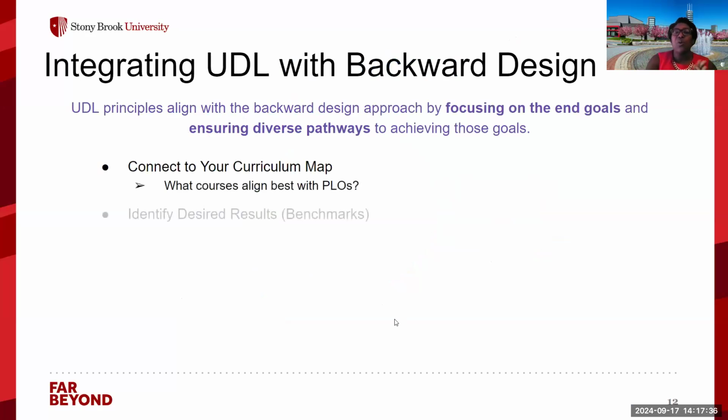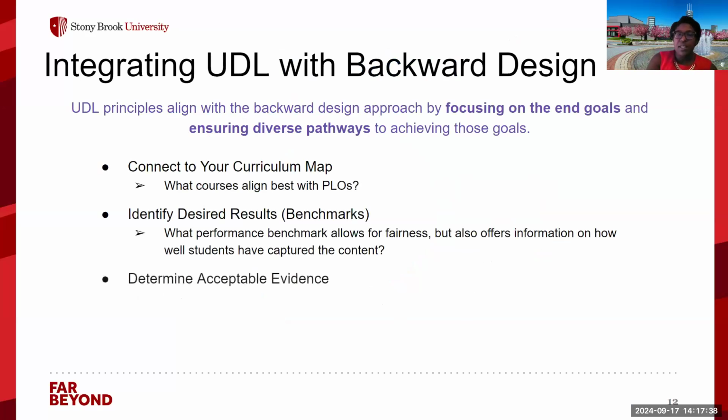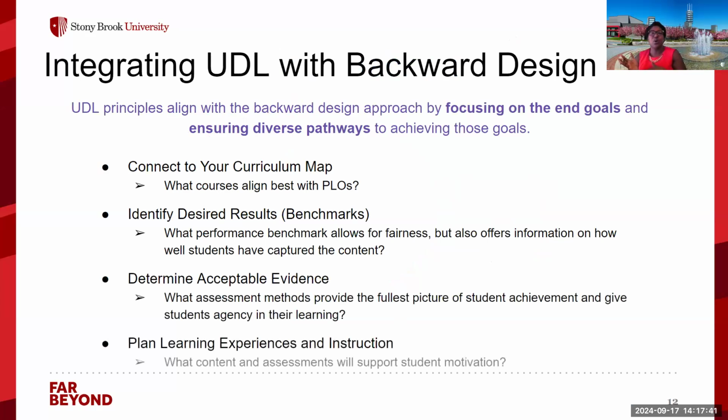So we integrate UDL with backward design. In this approach, you're focusing on the end goal, but you're also ensuring diverse pathways to achieving those goals. I think probably the most important thing when you're thinking about this is to connect to your curriculum map, because you'll find that different program learning objectives are met in different courses throughout a student's time in your program. However, there's probably one or two courses that best align with the program learning objective that you're trying to assess. So keep that in mind and constantly go through that.